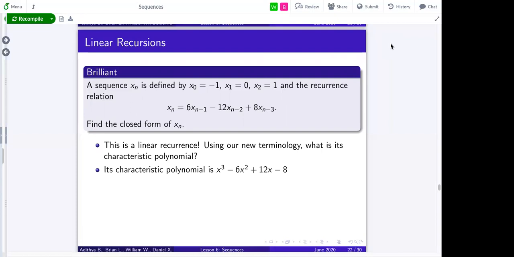And so now the important thing about the characteristic polynomial is what are its roots? And as was noted, it's a perfect cube, actually. So you can factor it as (x minus 2) cubed. So that means that essentially you have a root of 2 with multiplicity 3. So what does this mean about the closed form? What would the closed form look like?